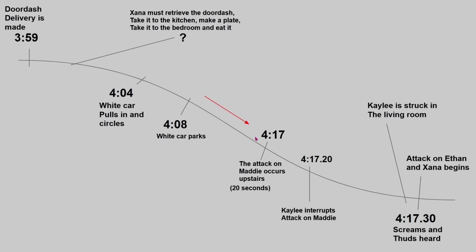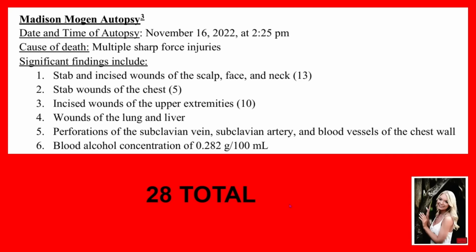I believe that at 4:17, the person that has gone through the third floor slider in Kaylee's room enters Maddie's room and attacks Maddie starting at 4:17. And I believe that attack lasts 20 seconds. And here's where I'm getting this information. We know from the released expert report that Madison's autopsy showed stab and incised wounds of the scalp, face, and neck 13, stab wounds of the chest 5, incised wounds of the upper extremities 10. A total of 28 strikes.